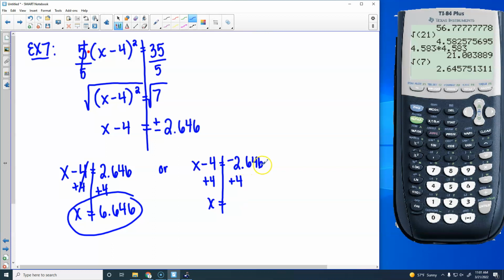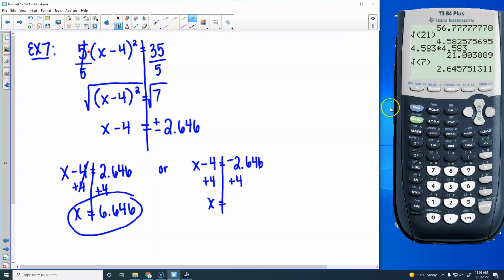So you're doing negative 2.646 plus 4. What do you get when you do that? What did your calculator give you? Did it give you an error?